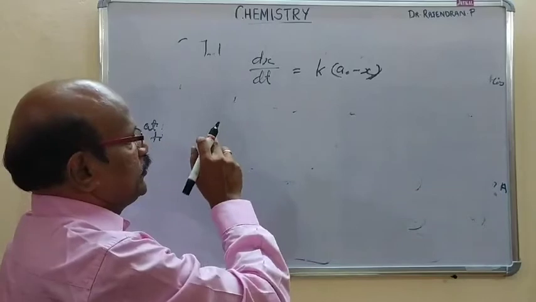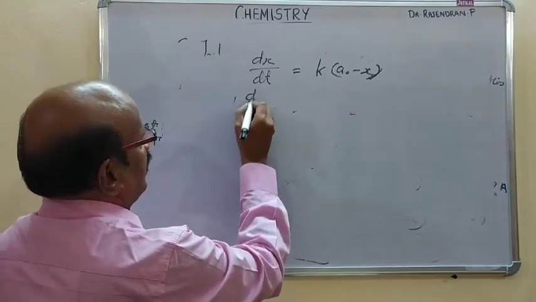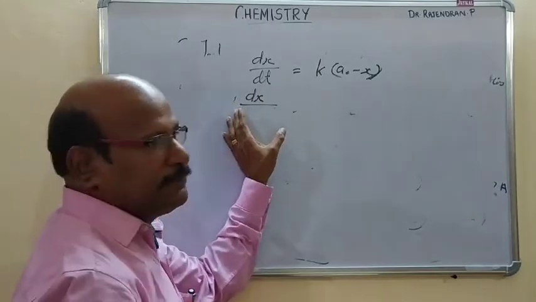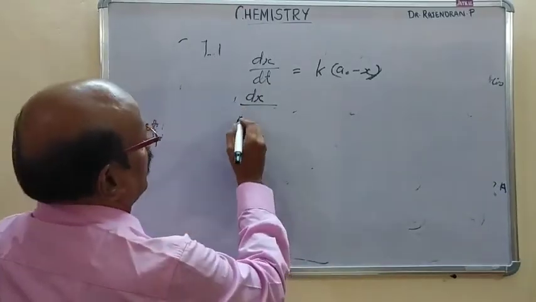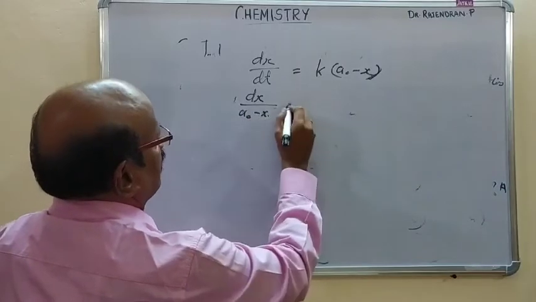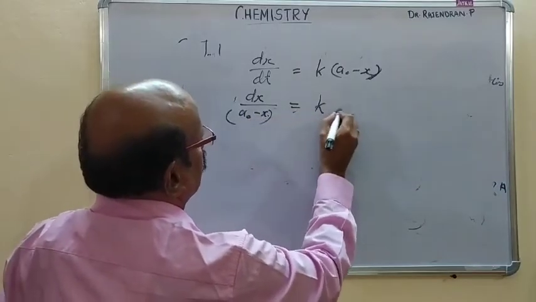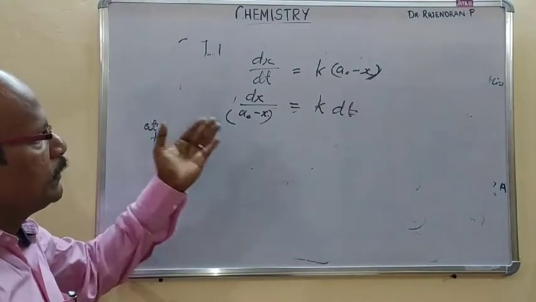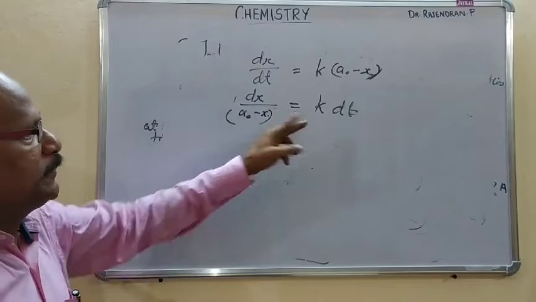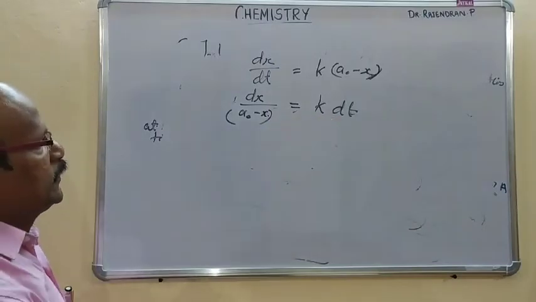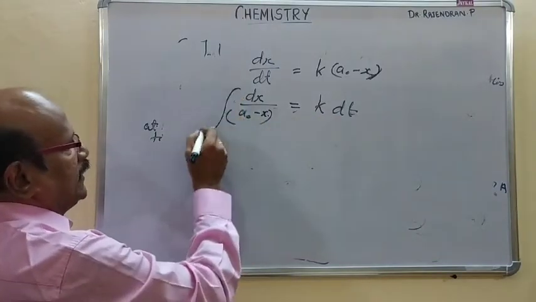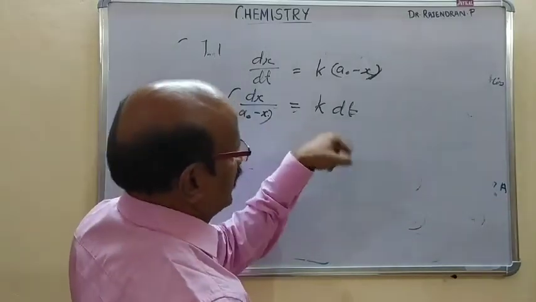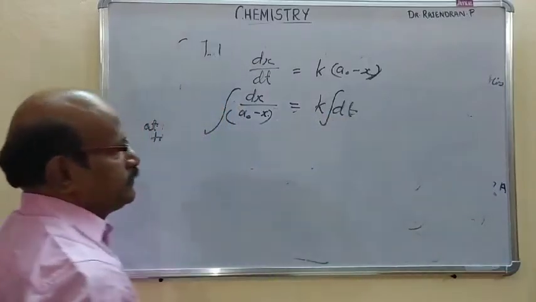Now we rearrange this equation in such a manner that the concentration term comes on the same side: dx by A0 minus X is equal to K into dt. Now integrate this expression, assuming that K is a constant. So integrating, the integral of dx by A0 minus X is equal to the integral of K dt.